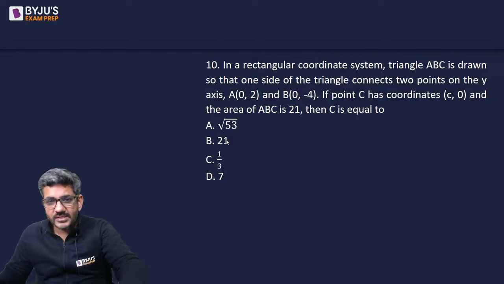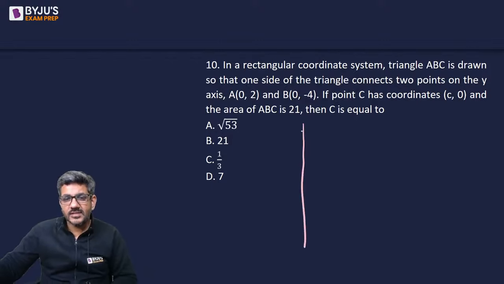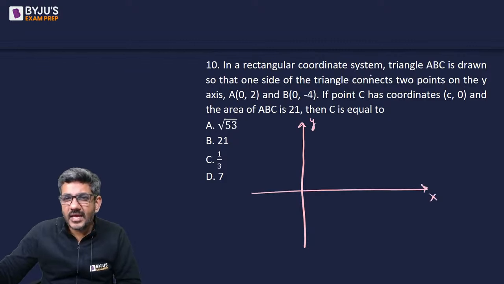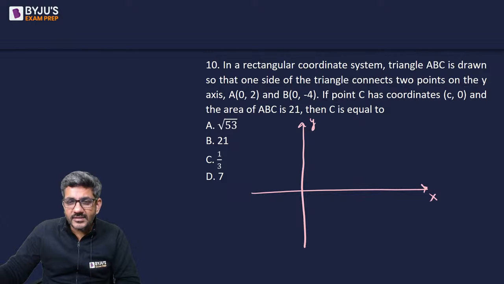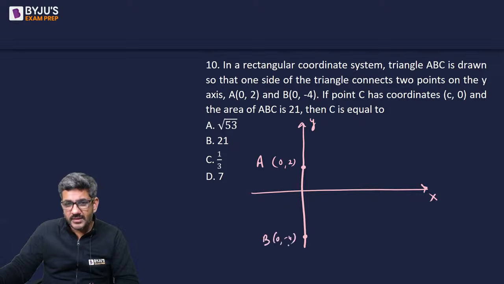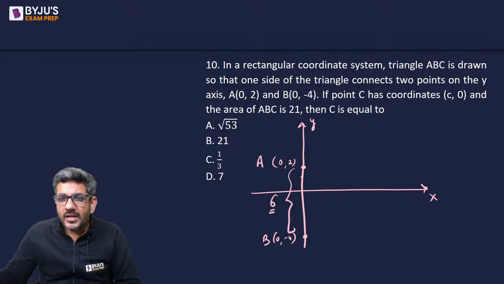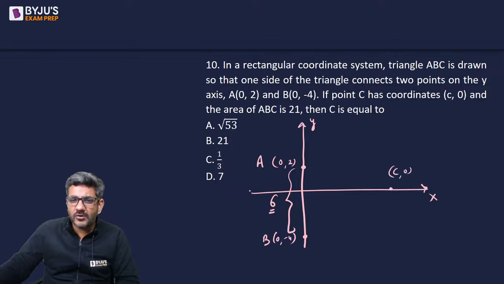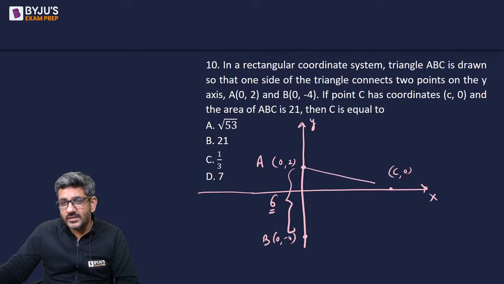Though it's also a simple question, so let's start solving it. So this is, let's say, the y-axis, this is, let us say, the x-axis. He says ABC is a triangle in which one point is 0 comma 2. So 0 comma 2 would be somewhere here, that's point A. Point B is 0 comma minus 4. So point B would be somewhere here, that is 0 comma minus 4. So I can say the distance between A and B is 6 units. If the point C has coordinate of C0, so point C is here, let's say C0. Of course, it can be on the other side as well. So C0 is the coordinate, okay, something like this.